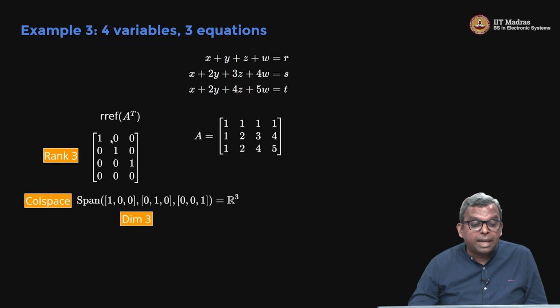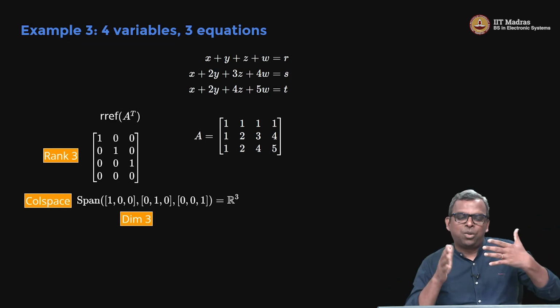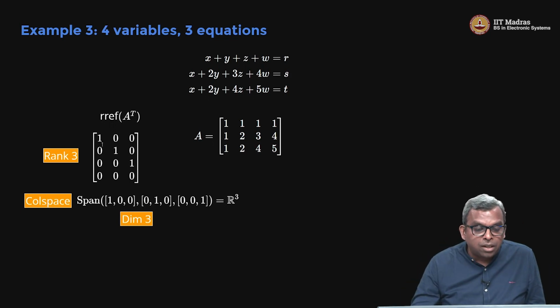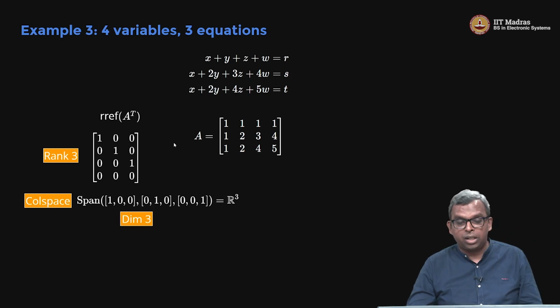So the column space of A is obtained through the RREF on A transpose. I was explaining why the columns have to become rows for you to do RREF easily. So that is the span of 1, 0, 0, 0, 1, 0, 0, 0, 1, and that ends up being R3. So dimension 3. This is the first thing we have figured out: the column space of A.